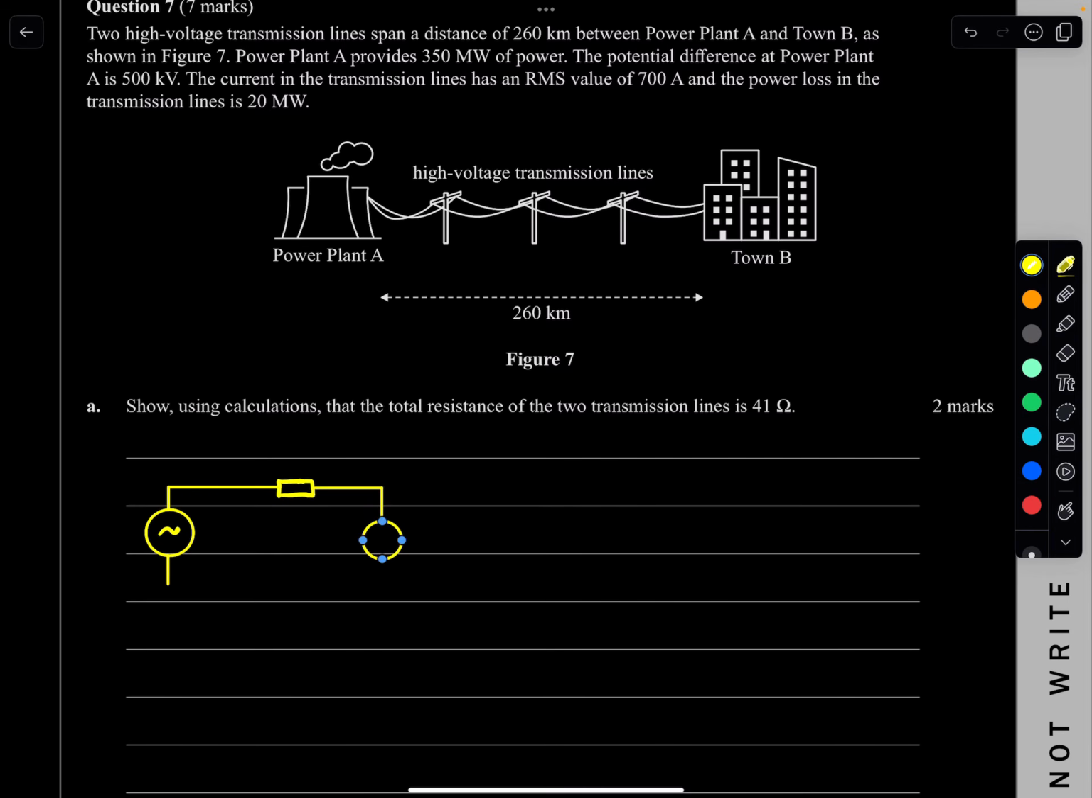And then, of course, we have our... I'm going to call this town B. I'm going to draw it as a globe. I like to draw them as globes, basically. And there we go. There it is.